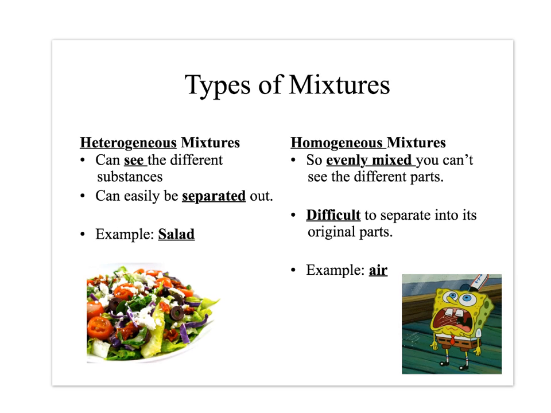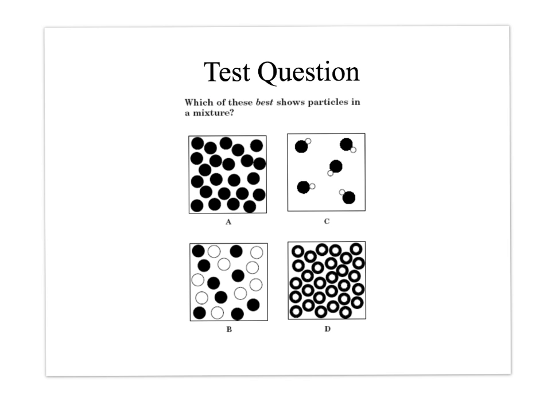For example, air. We know that air is made of oxygen, nitrogen, carbon dioxide, argon, and many, many other trace elements and trace gases, but we can't separate them out so that when you take a deep breath, like SpongeBob is doing here, you can't see just the carbon dioxide or just the oxygen. It's impossible. Test question. Which of these best shows particles in a mixture?